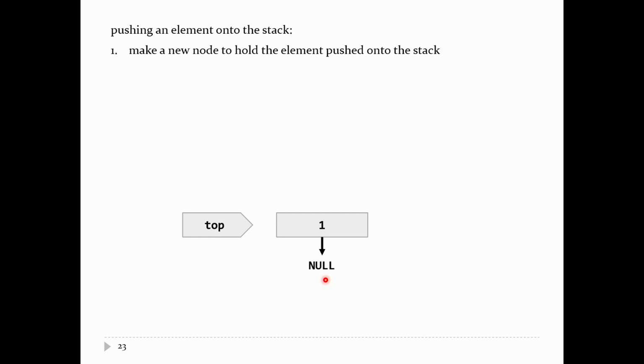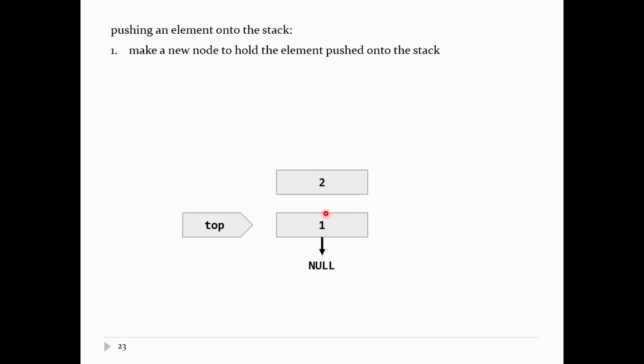When I push an element onto the stack, what do I need to do? Well, I need to make a new node. I want to stick a node up here, and that node should hold the element that you're pushing onto the stack. So if I push the 2 onto the stack, I need to make a node, and I need to stick 2 into the node. But now I need to complete the link.